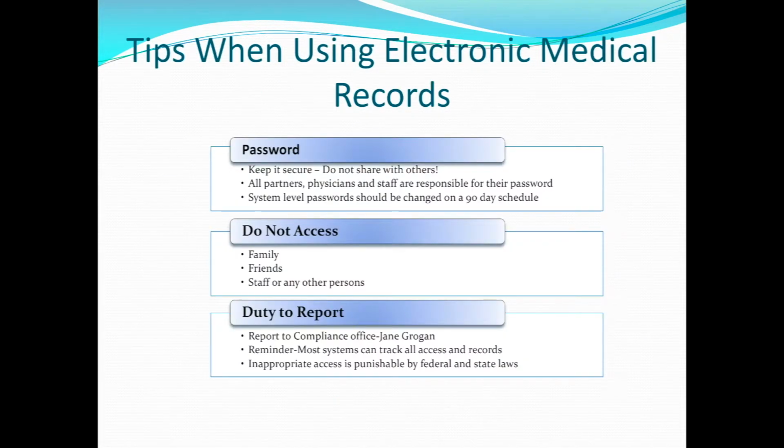Tips when using electronic medical records. About your password. Keep it secure. Don't share with others. All partners, physicians, and staff are responsible for their passwords. System-level passwords should be changed on a 90-day schedule. Remember, do not access family, friends, staff, or any other persons' records. And you have a duty to report to the compliance officer, Jane Grogan. Reminder, most systems can track all access and records, and inappropriate access is punishable by federal and state law.